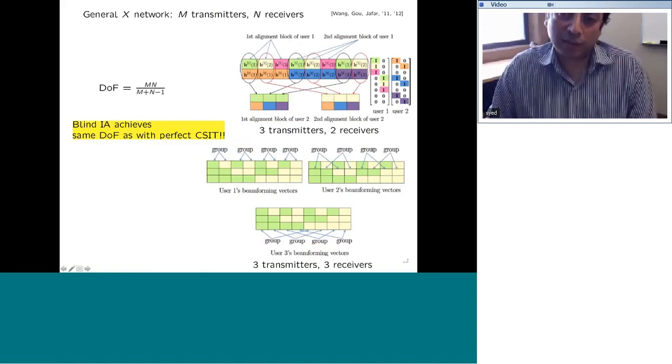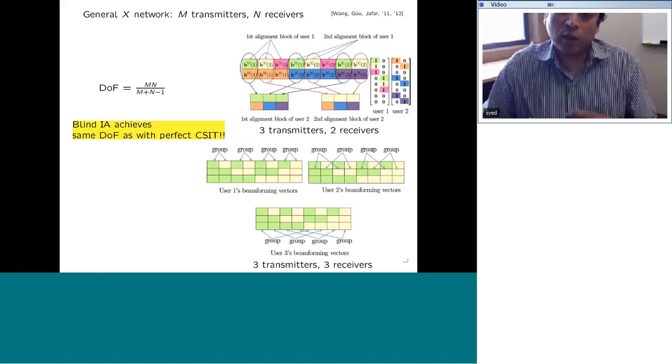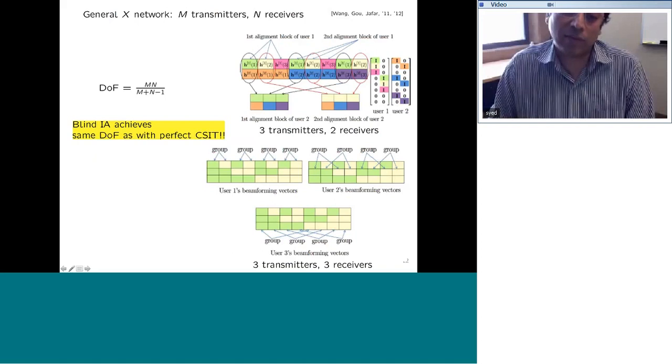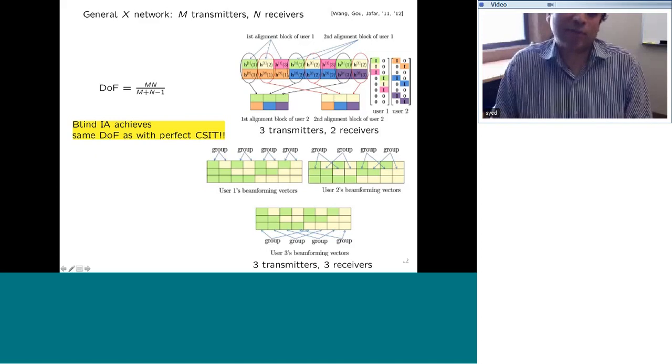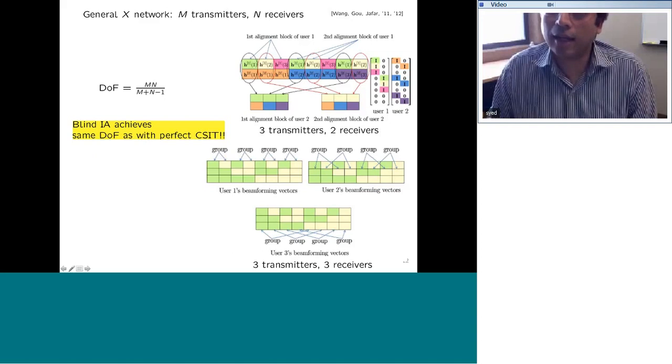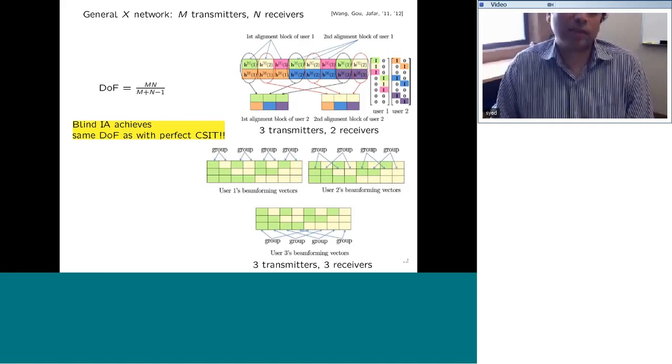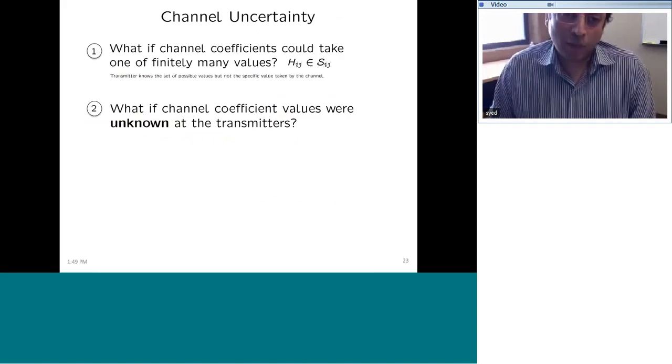This slide is not something I'm planning to explain, but this is just to show that these things generalize. You can go to an M transmitter, N receiver, X network. And of course, again, you would have to carefully plan how the antenna switching happens. For example, if you had 3 transmitters, 3 receivers, this would be how you would switch antennas. And this pattern kind of reminds me of wavelet transforms, but it's something I have not really thought about too much. But what happens is that you get the same DOF, MN over M plus N minus 1, as you would with perfect CSIT, so again, without knowledge of channel coefficients. But of course, the key here, or the trick that we played, was that we exploited these channel correlation patterns.